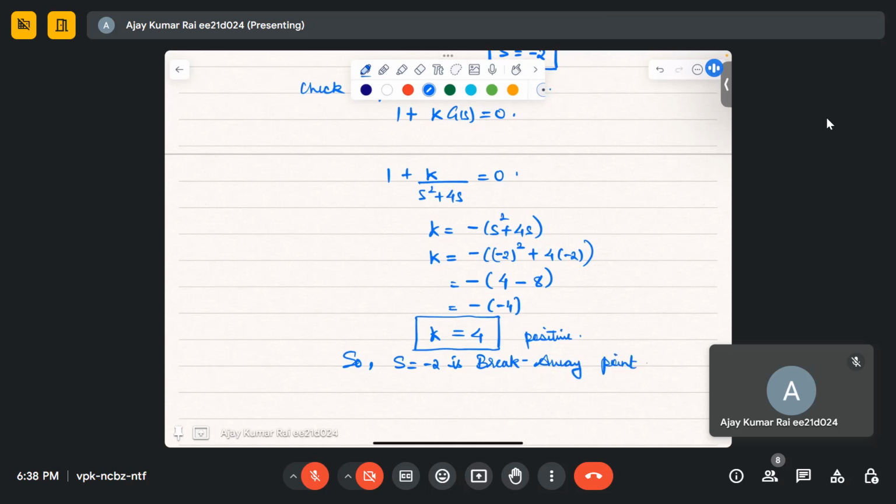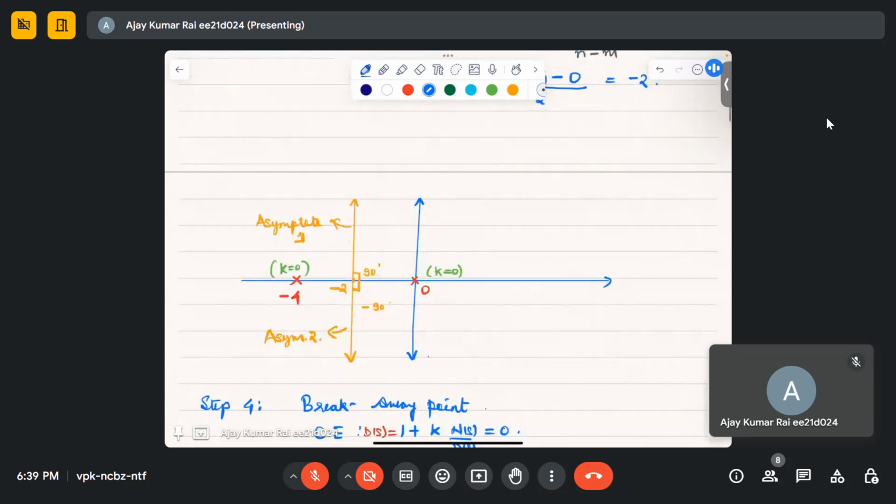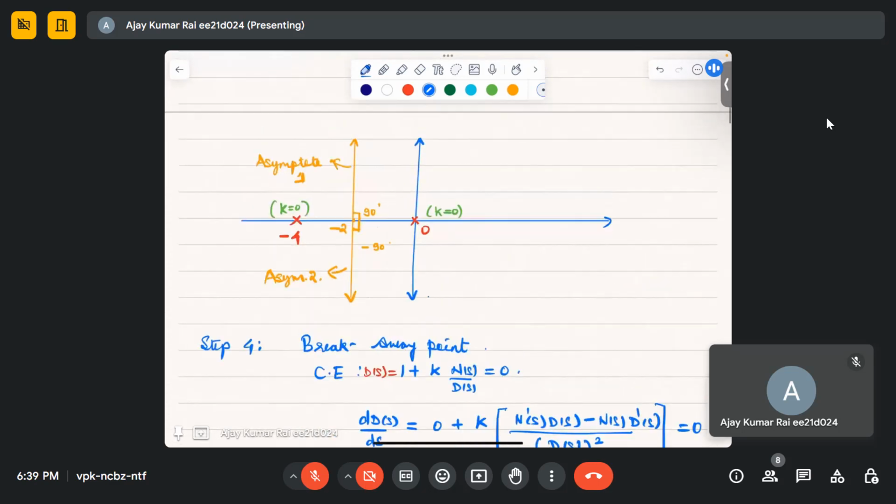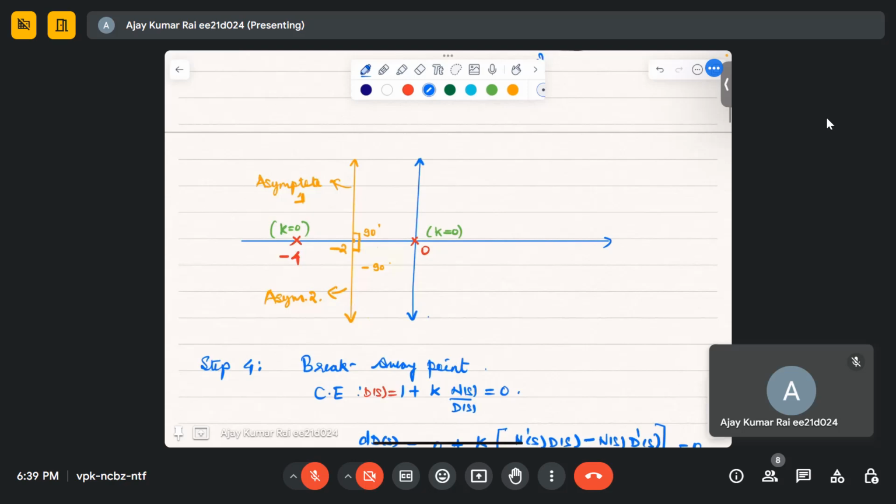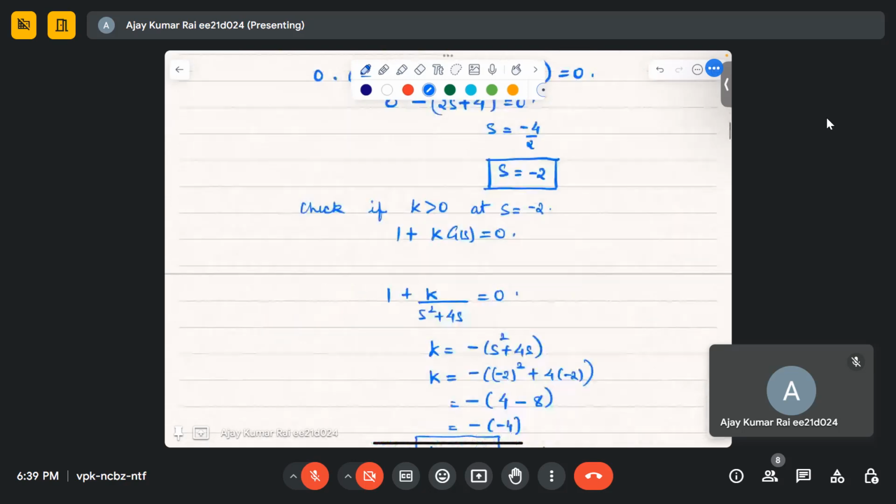If you see the root locus, you'll directly know. So let me just draw the root locus again. Let me draw here.